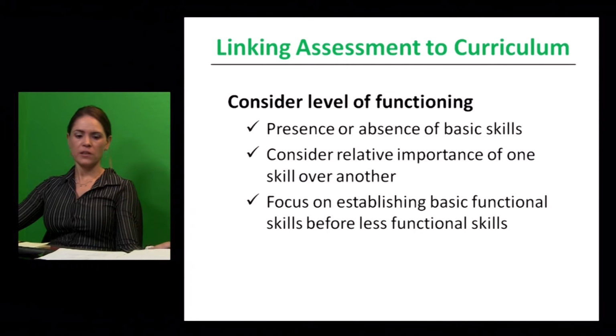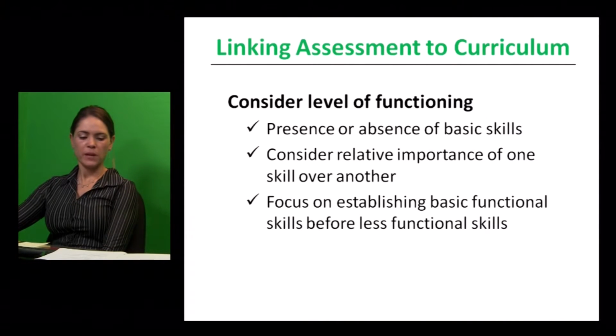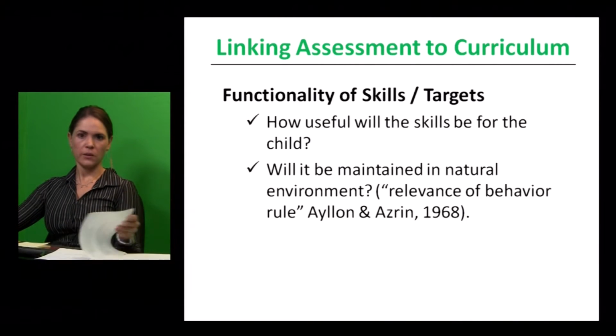You'll also want to consider the child's level of functioning. So looking at the child's presence or absence of basic skills is a huge consideration when planning areas to target. You should look at the importance of one skill over another. So you might want to focus more on establishing basic functional skills before you're working on less functional skills, for example. Maybe that means you're going to focus on things like teaching the child to communicate basic wants and needs, to follow simple instructions, to engage in basic independent activities, or to do self-care type things. And those kind of things need to be considered because they're going to depend on the child's level of functioning.